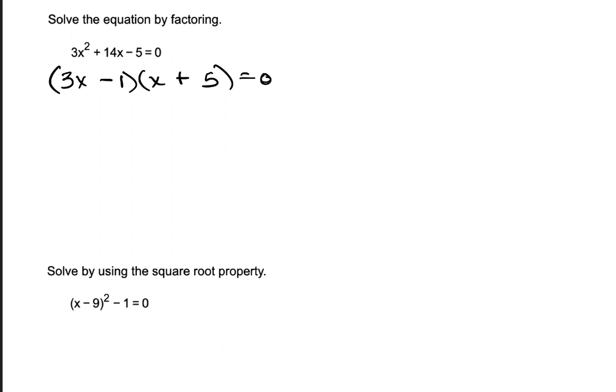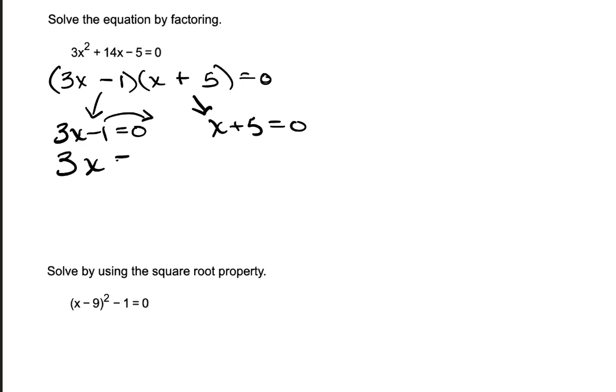So once we get it factored, set each one equal to 0 and solve. Okay, first one, let's add 1 over, divide by 3. We get 1/3, that one. And then the second one, very simply, you can just take 5 to the other side, x equals negative 5.